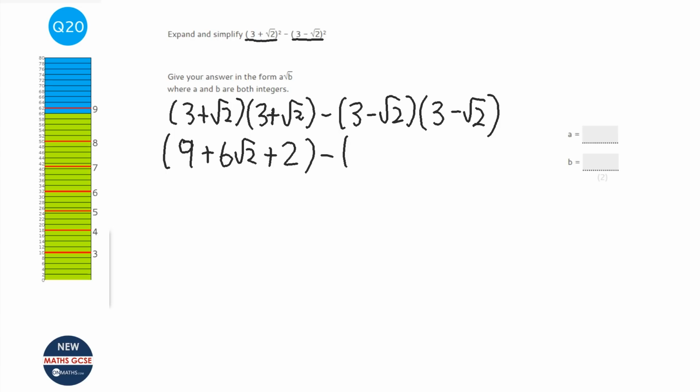Okay, so second one, 3 times 3 is 9. And we've got minus 3 root 2 minus 3 root 2, which is minus 6 root 2. And then we've got minus root 2 times minus root 2. 2 minuses make a plus. And root 2 times root 2 is 2.